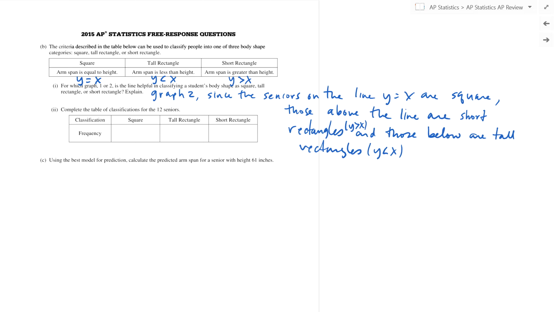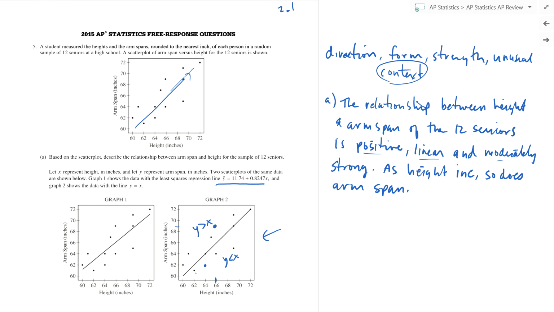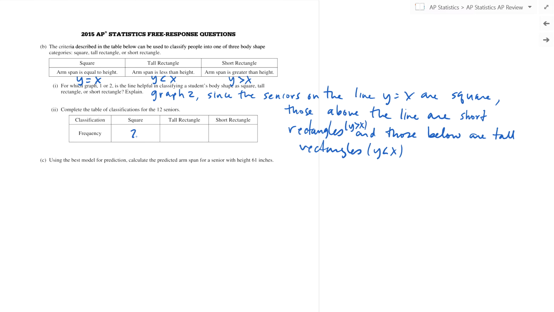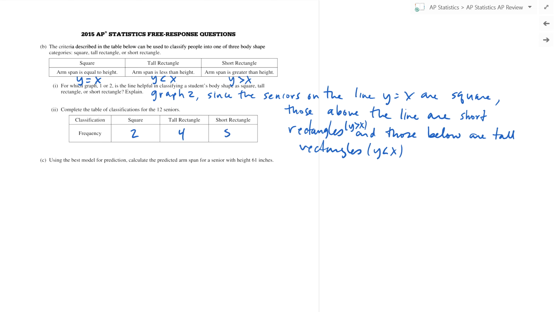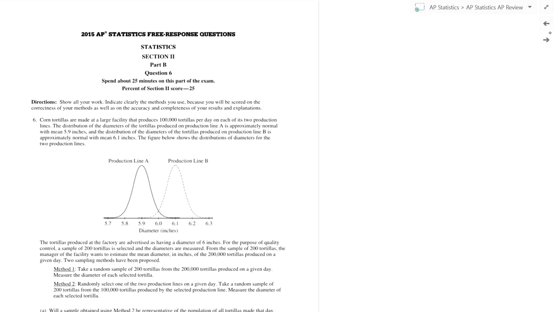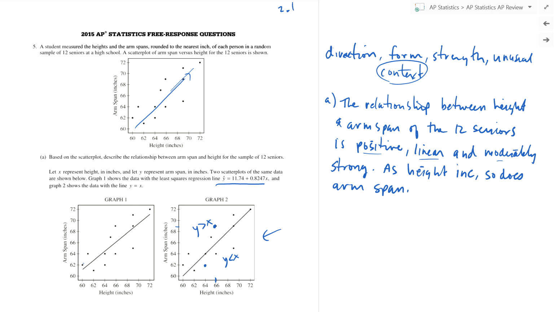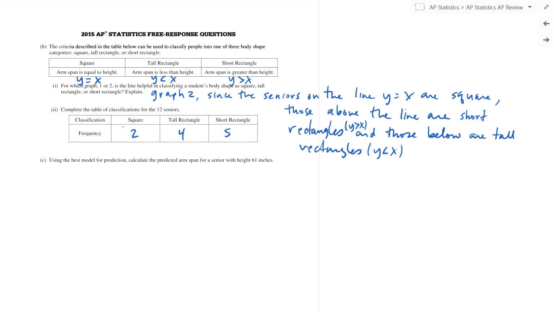Okay, complete the table. For square, you just have to go through and add them up. How many are squares? 2 of them, and then 1, 2, 3, 4 below. So 2 are on it. Tall rectangles are below, so we say 4. And then how many above? 1, 2, 3, 4, 5. 5, 9, 10, 11. So I'm missing 1 because there were 12. Oops. Oh, I missed that guy. Oh, there's 3 on the line. I didn't see that last guy. Okay, so there should be 3 here.